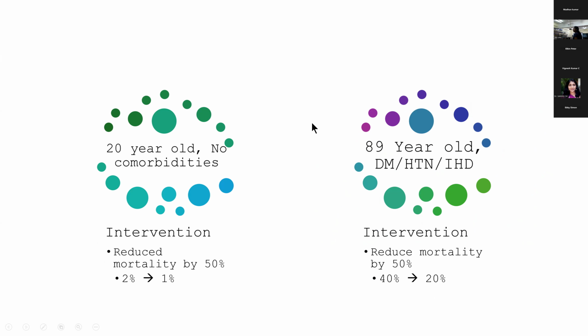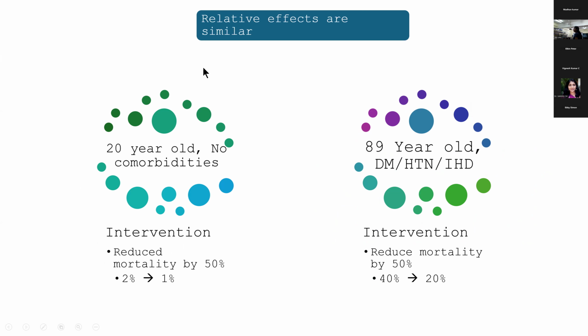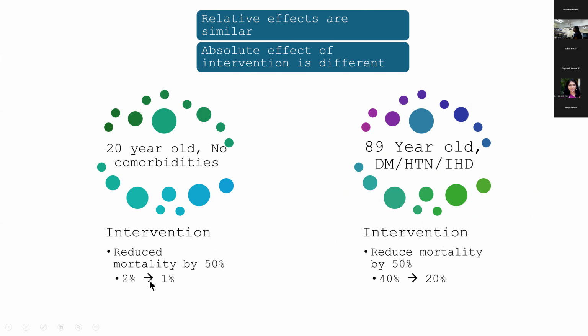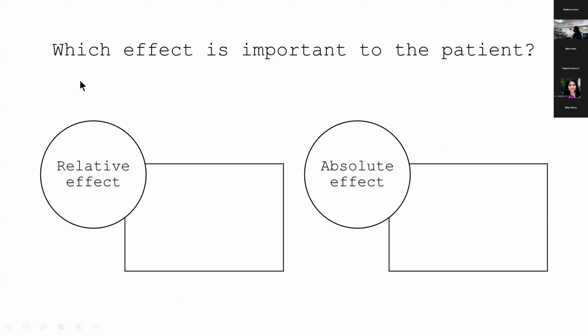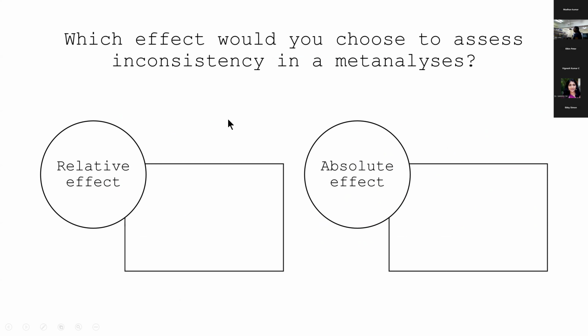We also saw how you have 2 different people where you give a particular intervention and the relative effects are similar in both the groups. That means the intervention reduced the mortality by 50%. However, the absolute effect was different in each of the groups. For one person, the absolute effect was around 1%. For the other gentleman, it was about 20% improvement. That was because both of them had different baseline risks. And we also saw that the effect which is most important to the patient is not the relative effect, but actually the absolute effect. So today, I'd like to ask you a question.